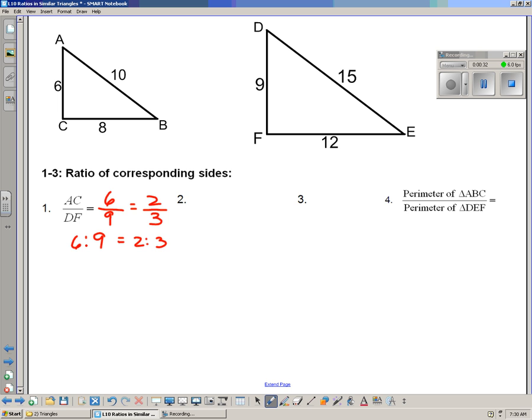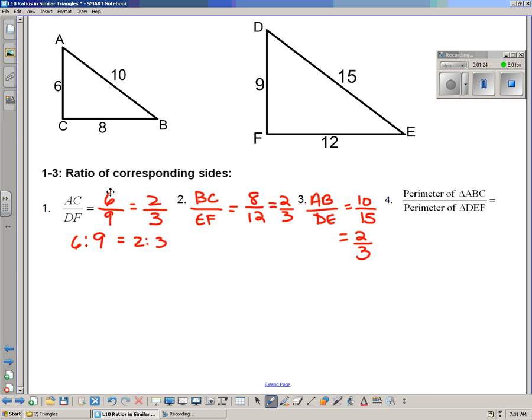The next pair of corresponding sides would be BC and EF. So I will do BC over EF, and that equals 8 over 12, which also reduces to 2 over 3. I would like you to pause the movie and do number 3 by yourself, the last pair of corresponding sides. So the last pair of corresponding sides would be AB to DE, which is 10 over 15, which also reduces to 2/3.